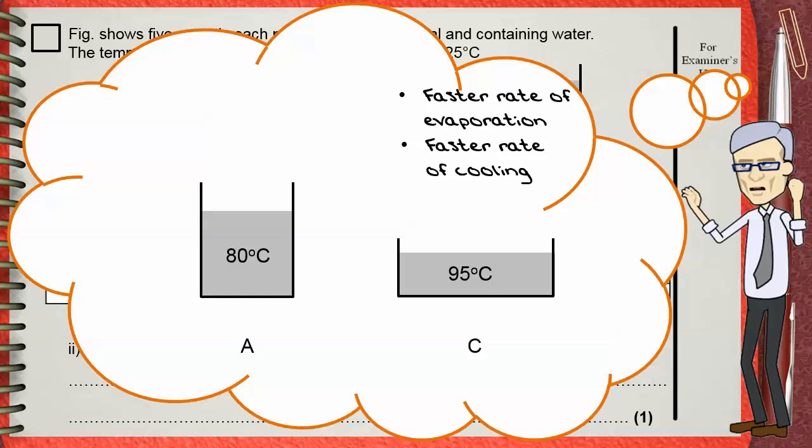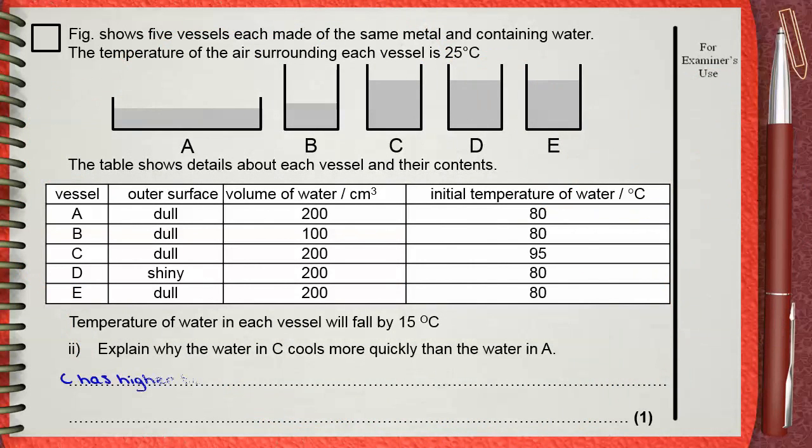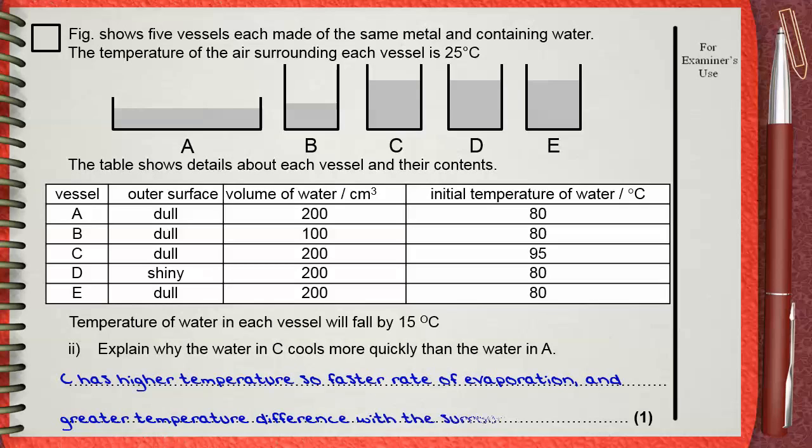So we can say that C has a higher temperature, so a faster rate of evaporation and a greater temperature difference with the surroundings. This causes a greater amount of heat loss.